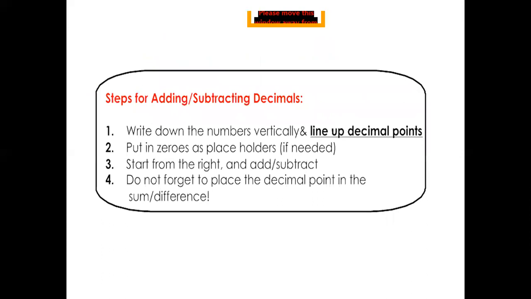Let's recall the steps for adding and subtracting the decimals. First step is write down the numbers vertically and line up decimal points. Second, put in zeros as placeholders if needed. Third point is start from the right and add or subtract. The fourth point, do not forget to place the decimal point in the sum or difference.